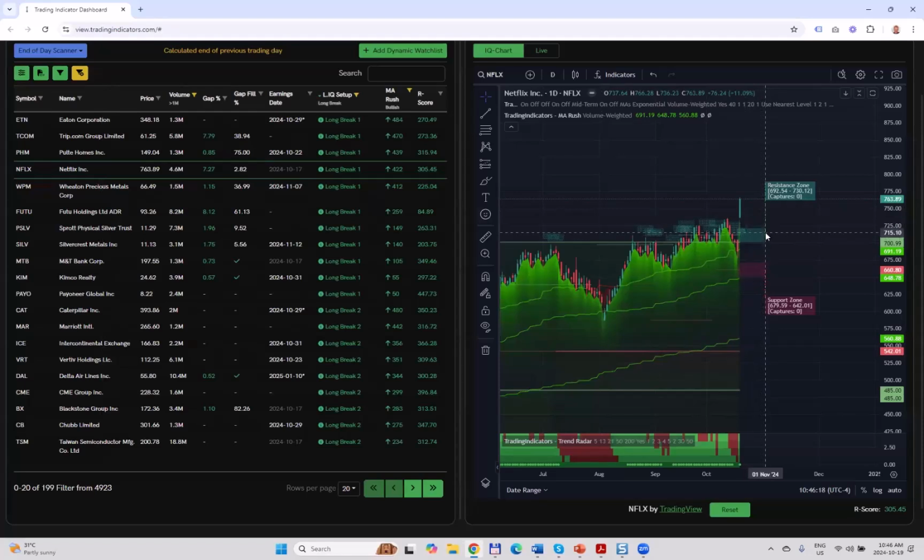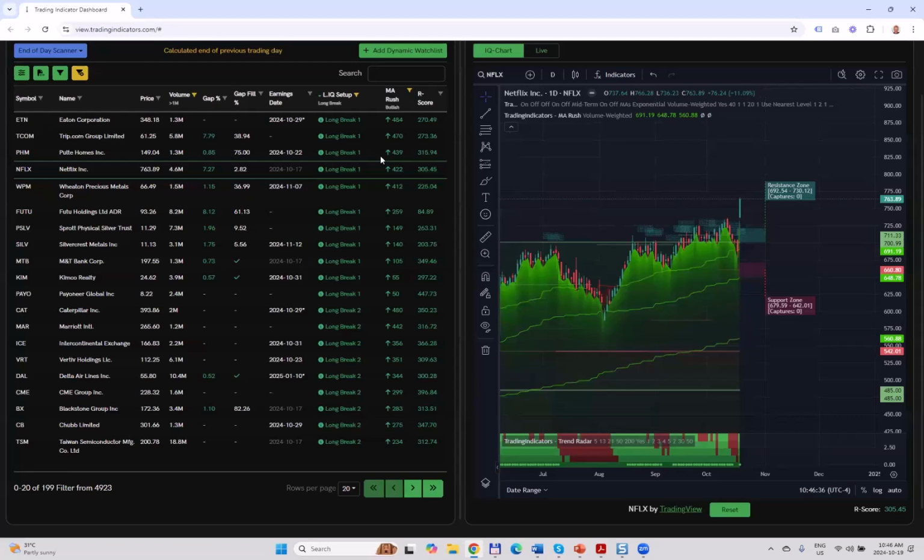That's why I would stay away from Netflix. To enter long right now, I would wait patiently for this attempted gap fill. If it happens, this could be an interesting opportunity to re-enter long when price approaches this resistance zone. All right, perfect. So these are our long break setups.